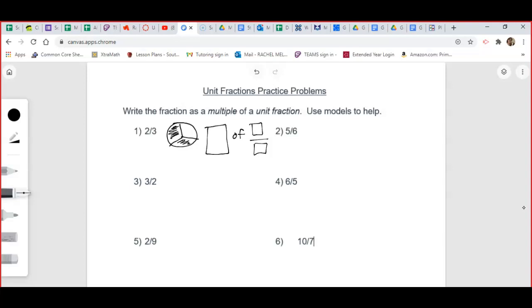Okay, so what would go here in this square? 2. Very good. So then what fraction would go here? 1/3. Very good. Okay, it is literally that easy.